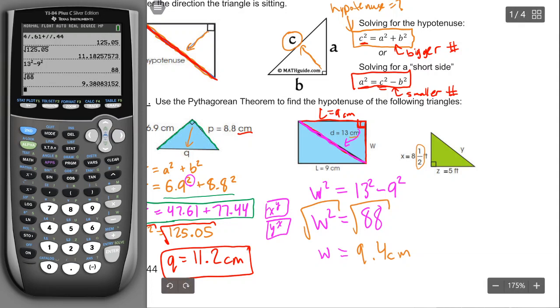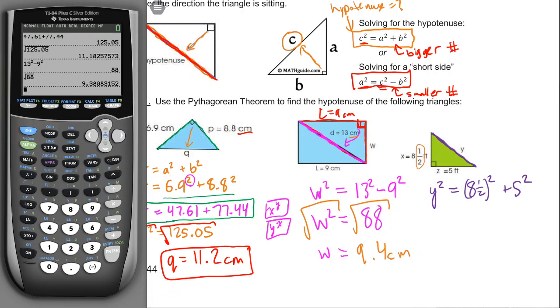Well, actually, let's set up our equation first, and we'll get to the calculator step in a sec. So y squared equals, because y squared is our hypotenuse, that is the longest side we're trying to find. So we're going to do (8.5) squared plus 5 squared. I'm putting the 8.5 in brackets because we want 8.5 as a single number. We're squaring the whole thing, not just the half.